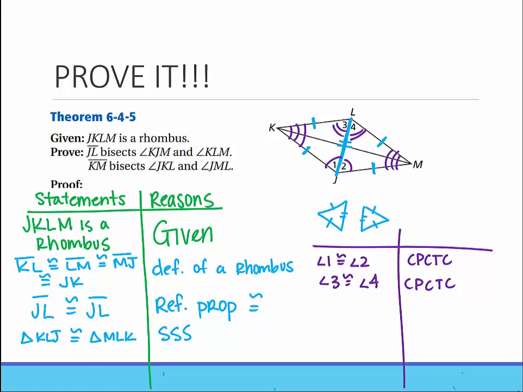And then because I proved that those two are congruent, that tells me this first thing right here, that JL bisects those two angles, because it gave me two congruent angles. So I've proven that JL bisects angle KJM and angle KLM. And that's by the definition of bisect.